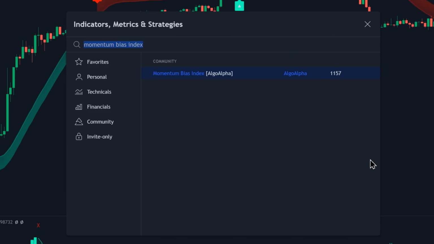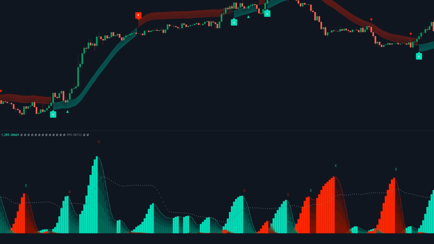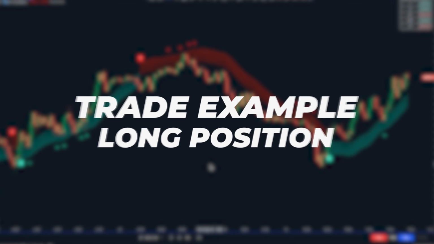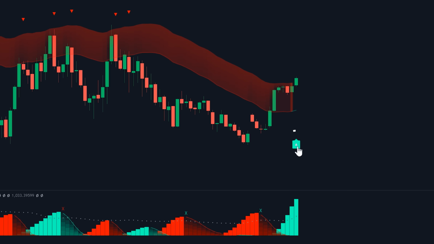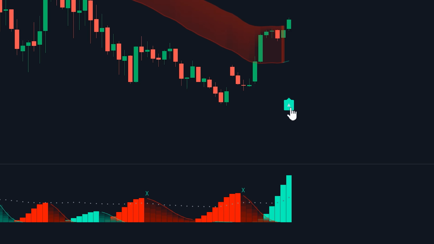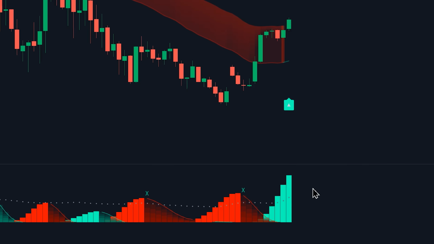In order to bring this third strategy to life, we have to add an indicator called Momentum Bias Index. This one by AlgoAlpha. Once you've added it, we're not going to change anything. So let's go over the conditions for a long trade. Condition number 1, we want a bullish reversal signal to be printed by the zero lag signals indicator. Once we have it, you want to look down here at the Momentum Bias Index. 2 conditions need to be met.